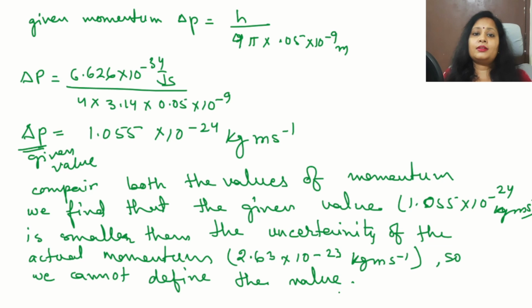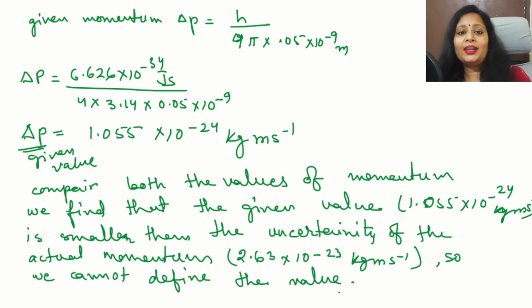And that's all for today in this question. This is our answer. The first part we calculated, and for the second part we calculated again and compared. After comparing, we find that the given value is much smaller than the calculated value of uncertainty. So we are not able to define the values.